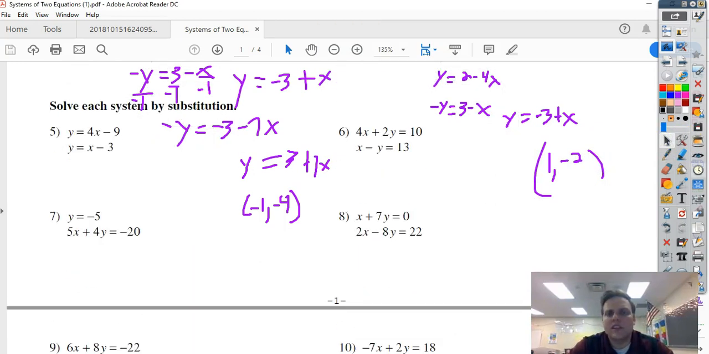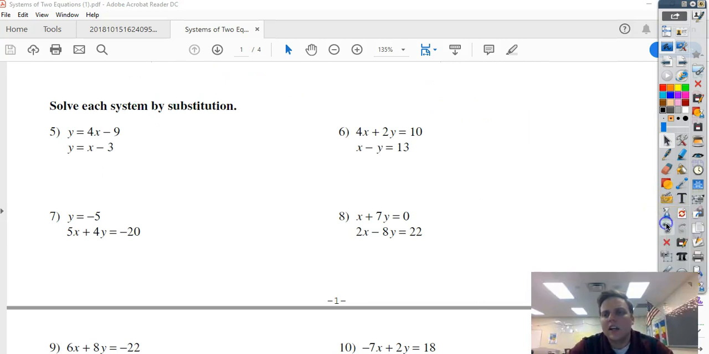Alright, let's move on to the next set, which, 5 through 14, is all about substitution. Okay, that's what they want you to do on each one of these. So, to solve by substitution, what you need to do first is get a variable equals something, and then take what it equals and plug into the other equation.